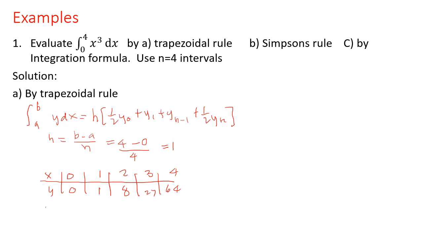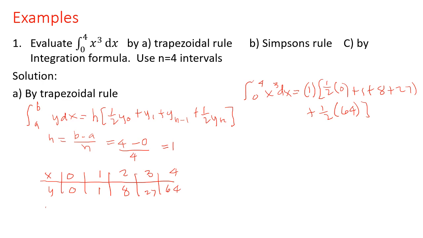So the integral from 0 to 4 of x cubed dx equals 1 times 1/2 times 0 plus 1 plus 8 plus 27 plus 1/2 of 64, or approximately equals 1 times 9 plus 27 plus 32, or estimated to be 68.